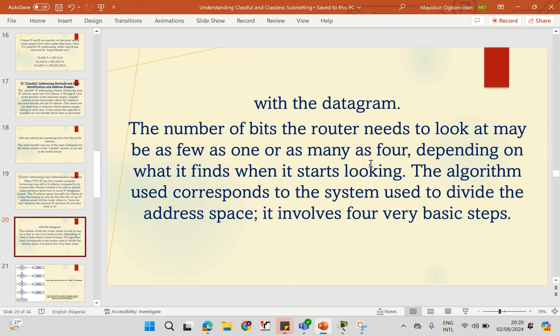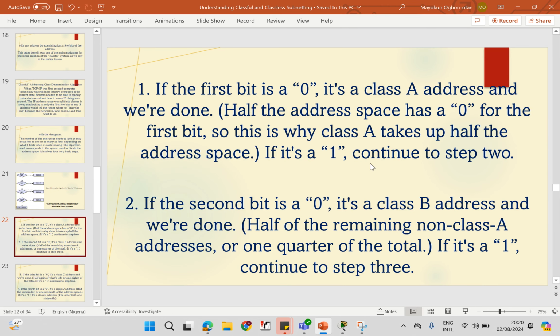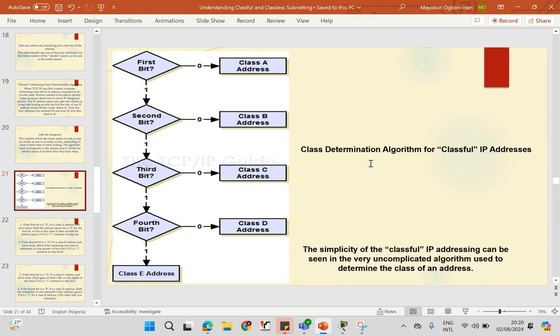So look at this diagram. The first bit is 0. It means it's a class A address. But if it is 1, move down to the next.